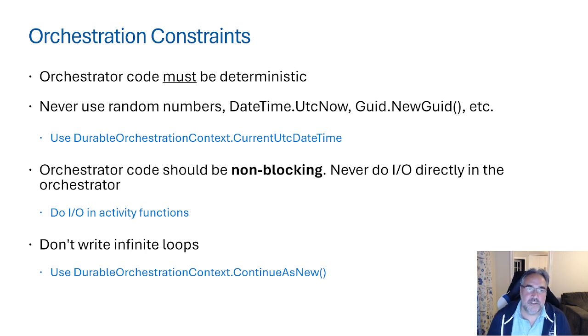Your orchestrator should also be non-blocking. So you don't ever want to do any I/O directly in the orchestrator. What you want to do is do that I/O inside your activity functions. And you also don't want to write any infinite loops. In the scenario where you want to have an infinite loop, what you want to use is the durable orchestration context's ContinueAsNew. So when your orchestration is done, it will just continue and run itself again. It doesn't go back to the beginning, but it will just create another instance of it and keep running.